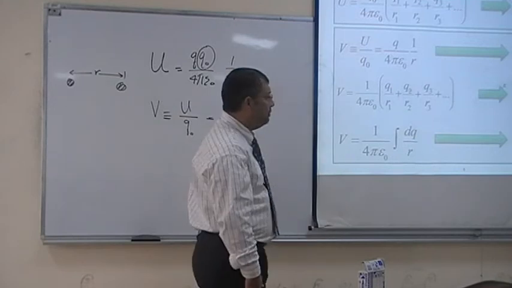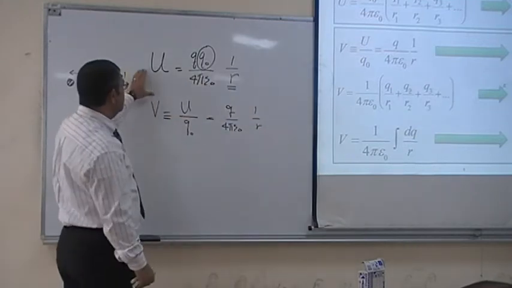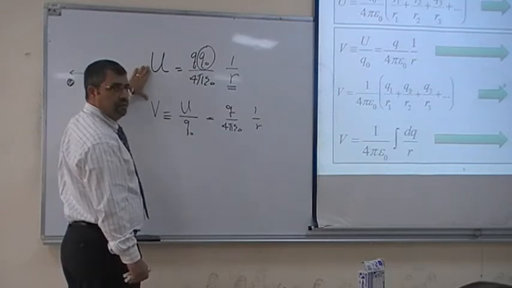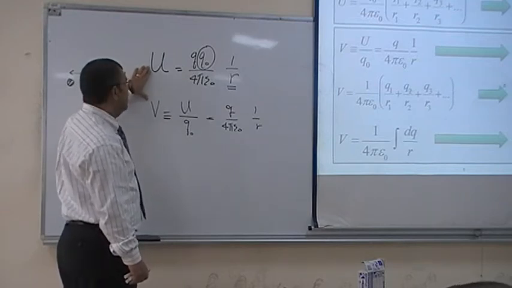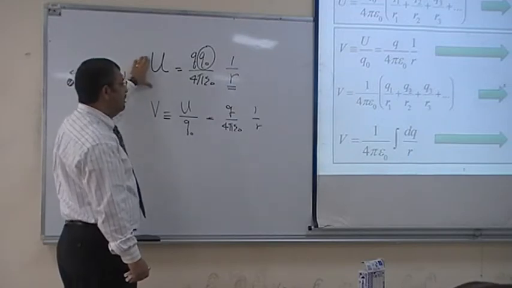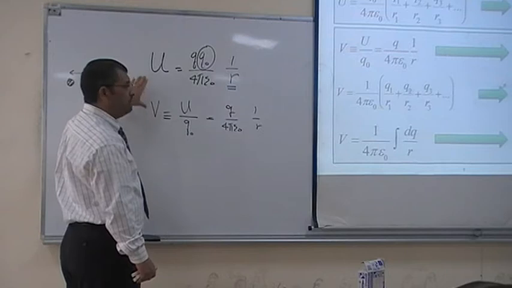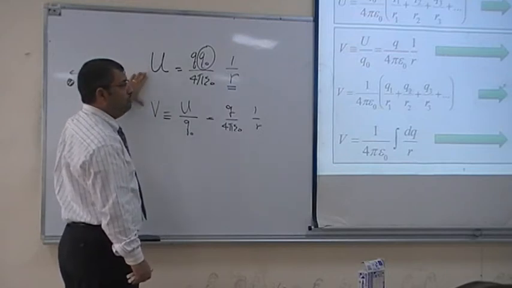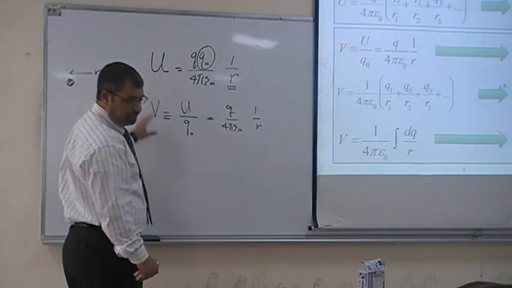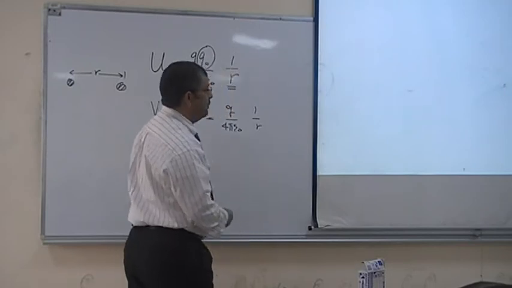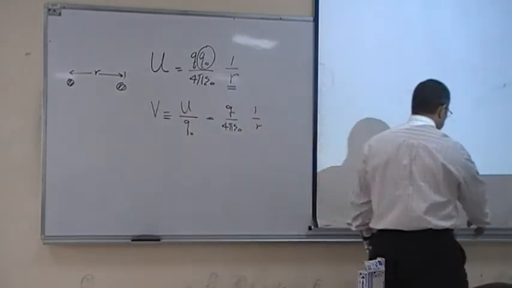I just wanted to, in this class, take a few examples, sort of applications of these two expressions describing the electrostatic potential energy and the electric potential, just to make sure that we understand the difference between them and how we calculate them and the physical difference between the two physical quantities. So let's start with the first question.